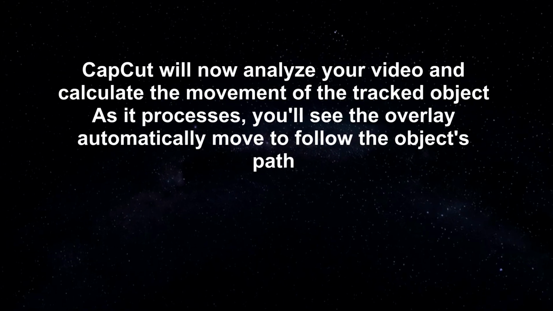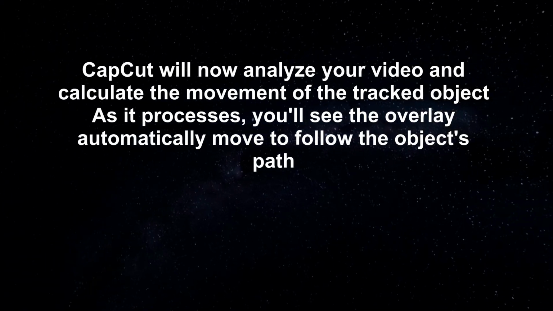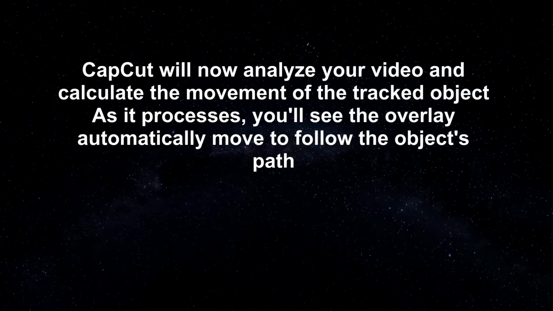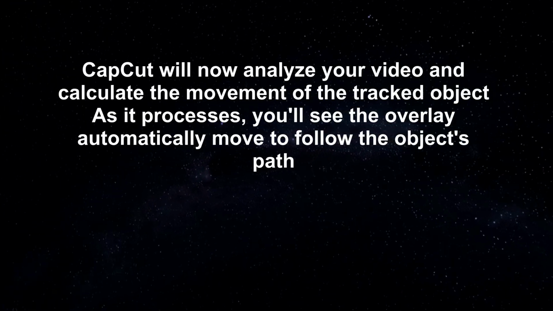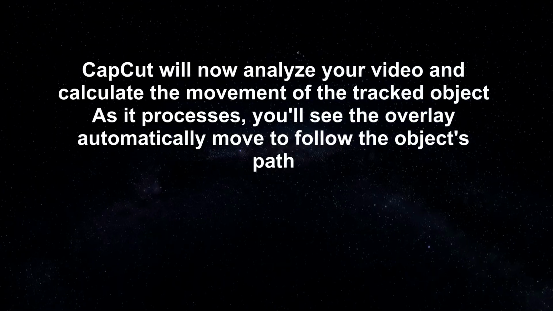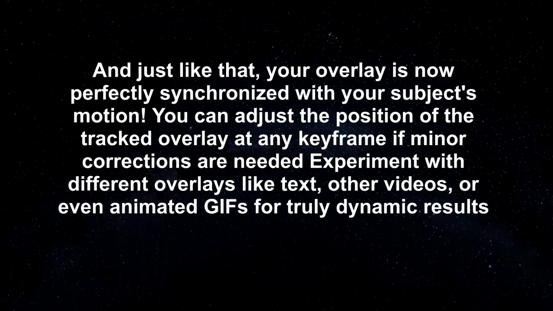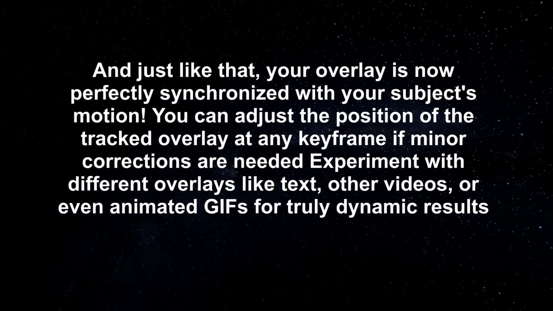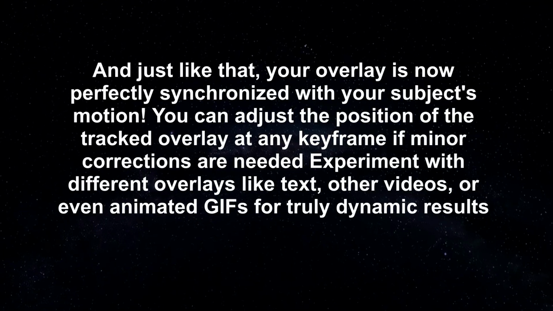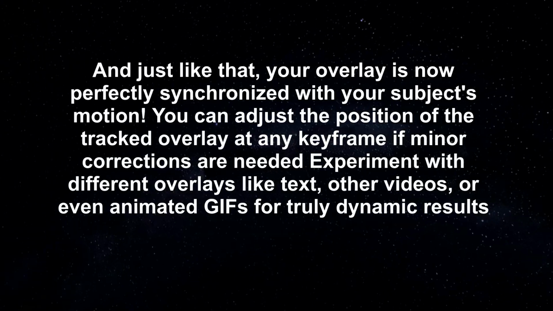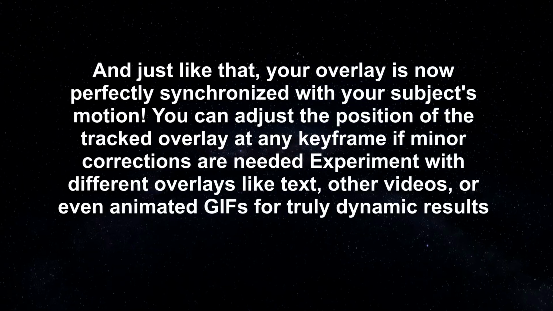CapCut will now analyze your video and calculate the movement of the tracked object. As it processes, you'll see the overlay automatically move to follow the object's path. And just like that, your overlay is now perfectly synchronized with your subject's motion. You can adjust the position of the tracked overlay at any keyframe if minor corrections are needed.